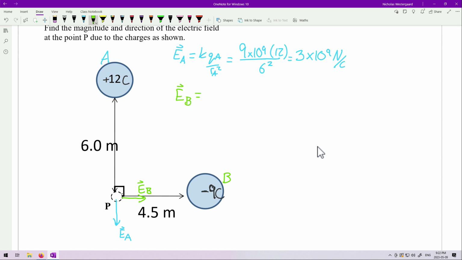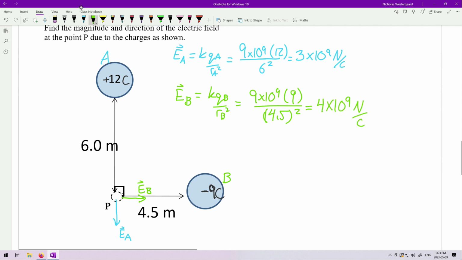E_B is equal to kQ_B over R_B squared. So we have 9 times 10 to the 9 multiplied by 9, all over 4.5 squared. Let's see, 9 over 4.5 is 2, so I'm left with 2 times 10 to the 9 times 2, so that'd be 4 times 10 to the 9 newtons per coulomb. And we have to remember, this one is directed downward, this one is directed to the right.